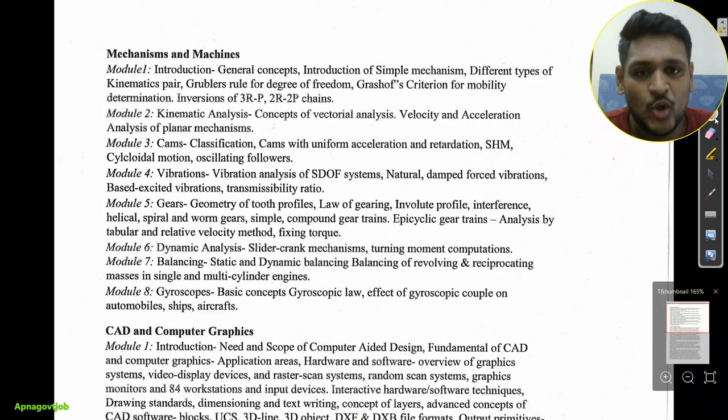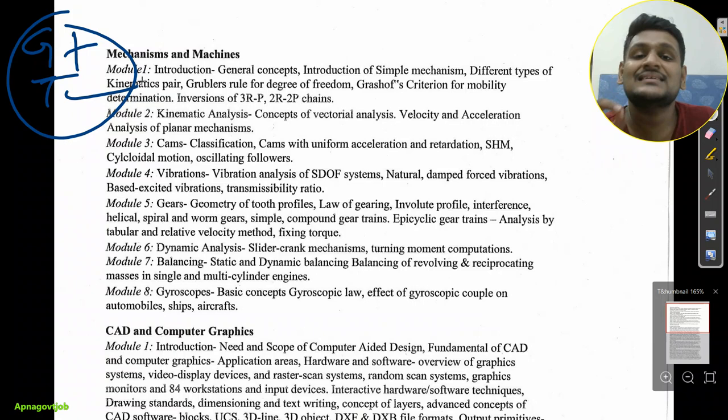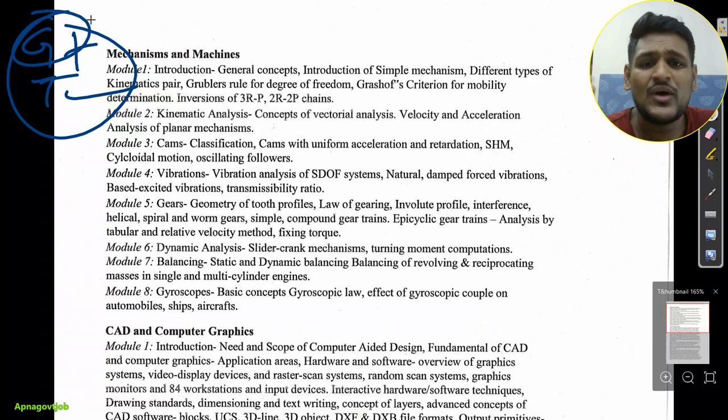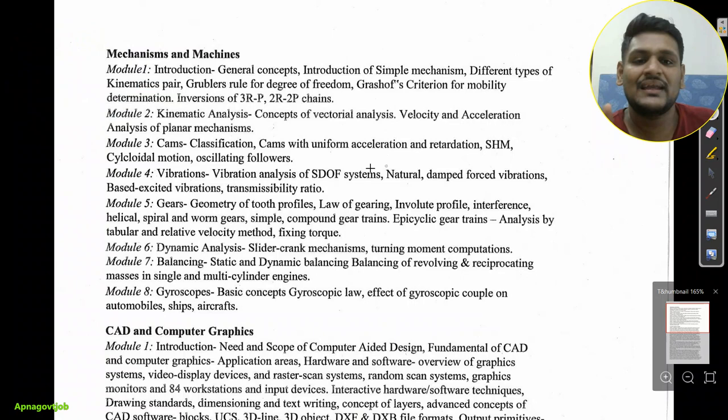For the general section, I already told you the things. Maximum focus will be on the general section plus technical, whatever I am telling you, because technical is unpredictable. That's why in general, do not lose any marks. Try at least not to lose any marks here. So first we will see what we have in mechanical engineering.